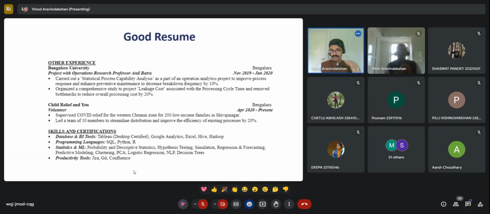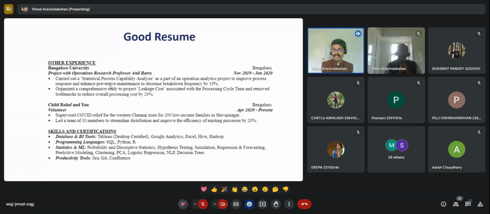That's definitely possible. Suppose a person has not done industrial experience, right? They can also talk about some of the project experience, some of the work they've done with professors. So in this case, the person has worked with the professor on statistical process capability analysis, right? So they talk about the work they did and the fact that they were able to decrease breakdown frequency by 10%.